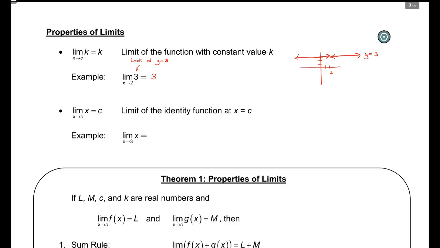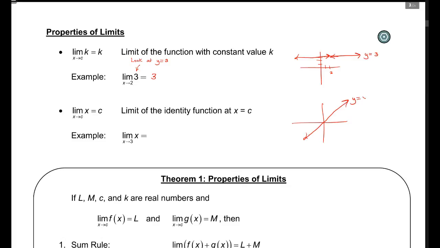So this is the identity function, which looks like this, right? y equals x. So if I'm considering my example, as x approaches 3, here and here, my y value has to be 3. Any questions?